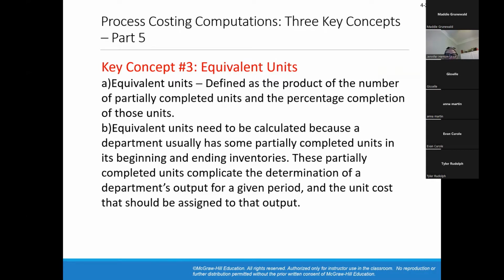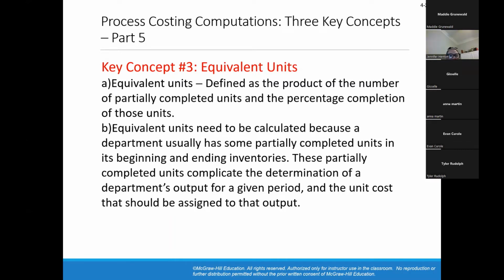But you want to find something that you can bring in that is going to account for how much we completed on those units. I want to take some of that cost and identify it. So I'm going to add that to the cost of the completed units, and I'm going to add it to the number of completed units in order to do that. So that's what we call equivalent units. And they need to be calculated because the department usually has some partially completed units in its beginning and ending inventories.